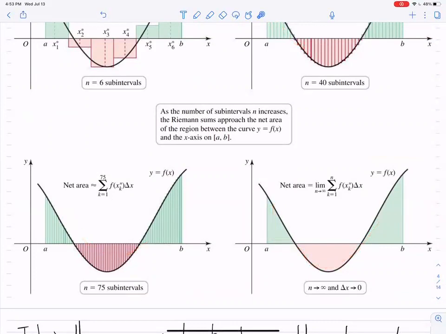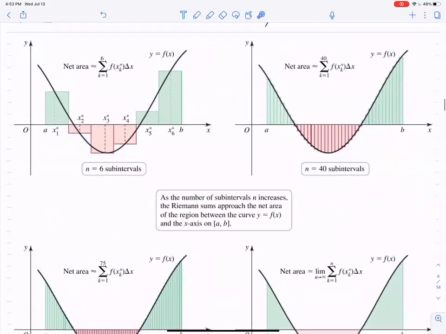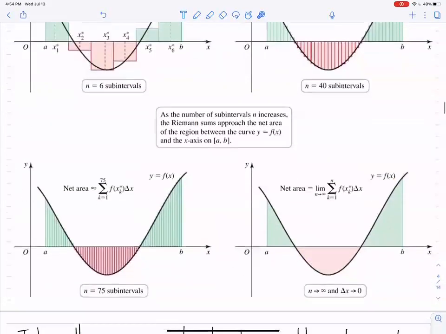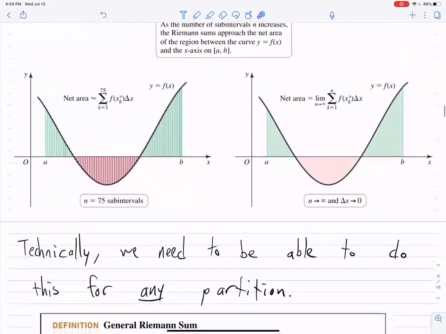And so that's the idea of a Riemann sum. A definite integral tells you the exact net area between a curve and the x-axis. And the way we define it is by taking the limit of the number of rectangles in a Riemann sum as they go to infinity.